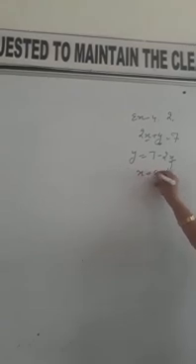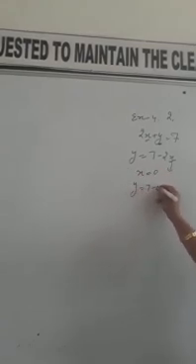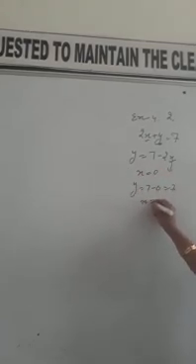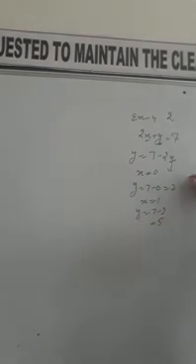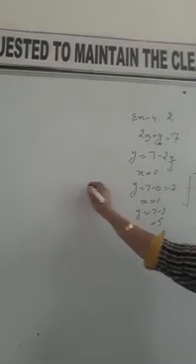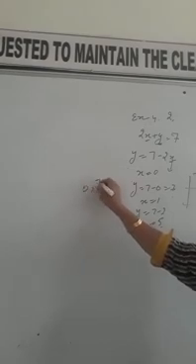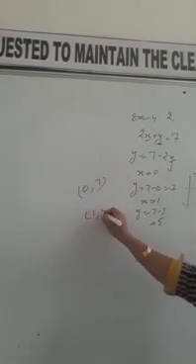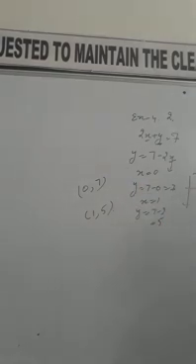x we can take as 0. So y will be 7 minus 0, which is equal to 7. x may be 1. So y is equal to 7 minus 2, that is 5. So here our solutions are: x 0, y 7; x 1, y 5. In this way we can find the solutions.